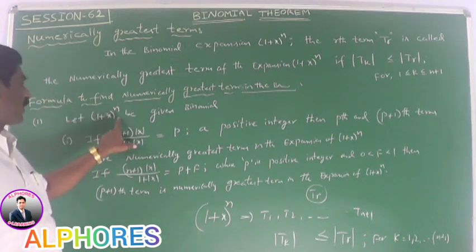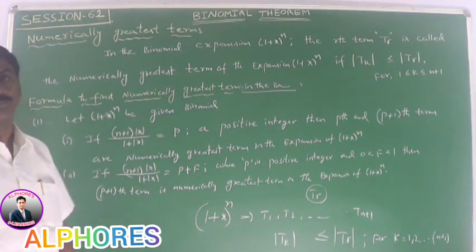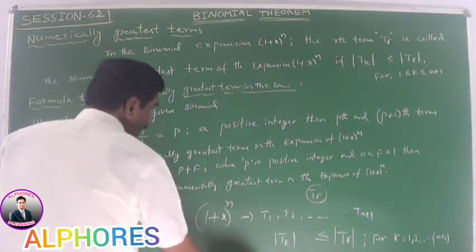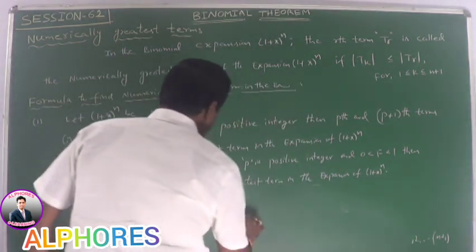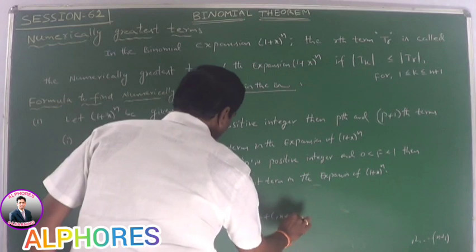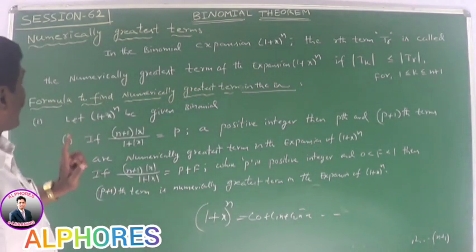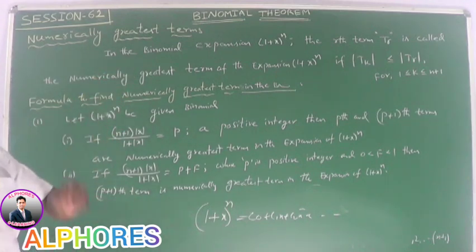Let (1 + x)^n be the given binomial. That means it is in standard form. What is the standard expansion of a binomial? (1 + x)^n = C0 + C1 x + C2 x^2 + and so on up to Cn x^n. It is said to be a standard binomial. To find the numerically greatest term, first we reduce the given binomial into the standard (1 + x)^n form.